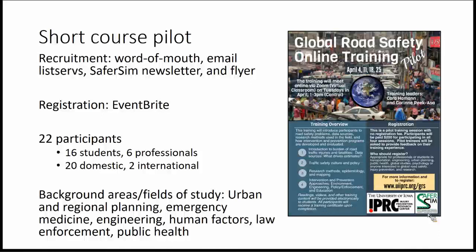We had 22 participants. We actually, I think, had 27 people register, but a few dropped out or different things happened. And so we had 22 people actually participate. 16 were students, 6 professionals, 20 were domestic, and 2 international. And they represented people from urban and regional planning, emergency medicine, engineering, human factors, law enforcement, and public health.